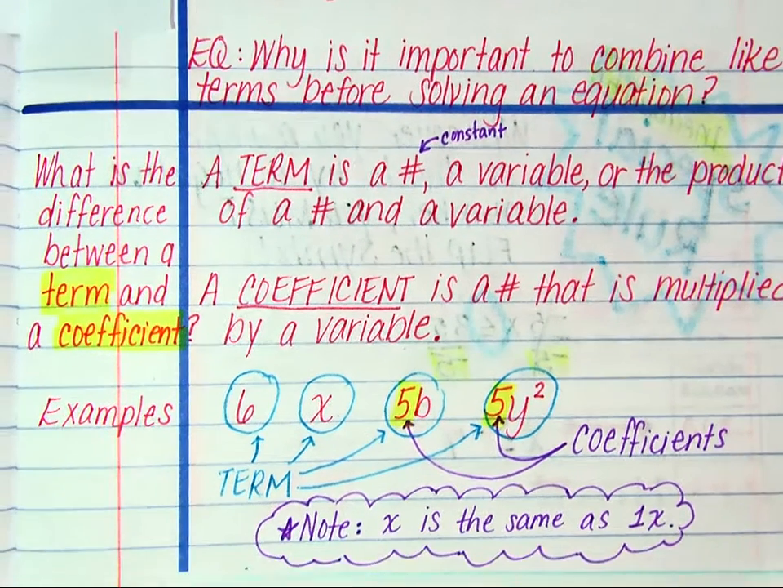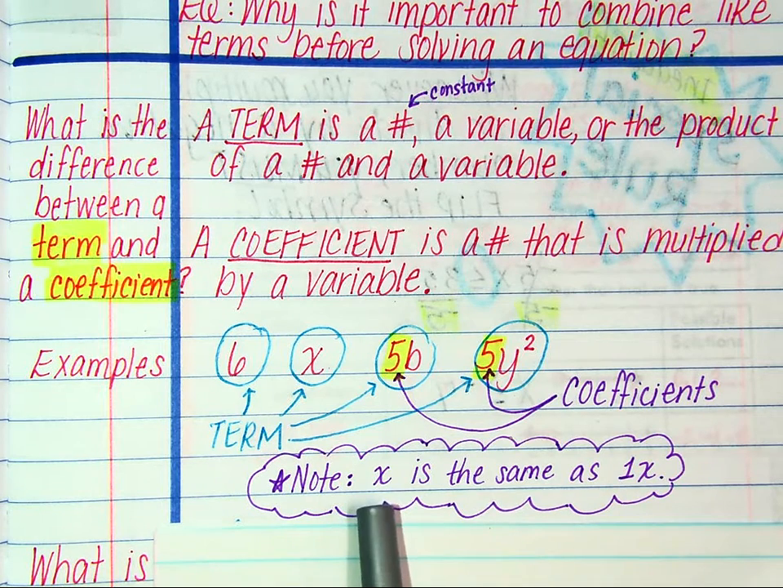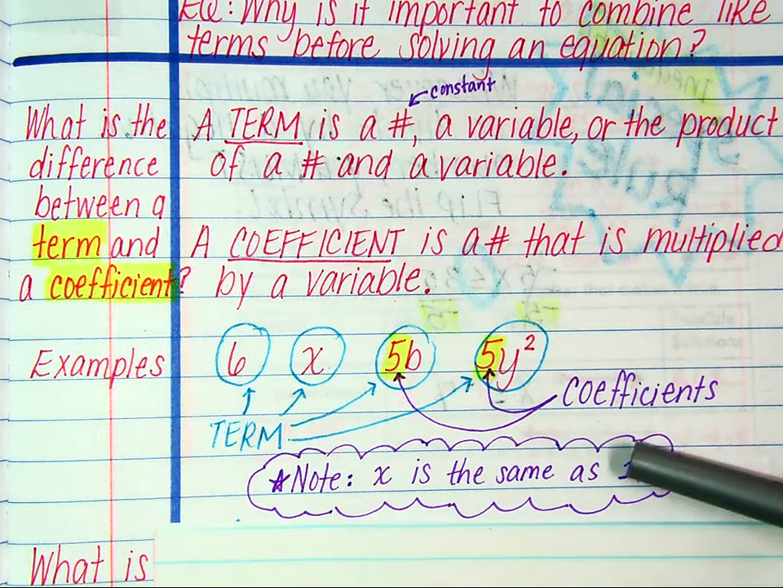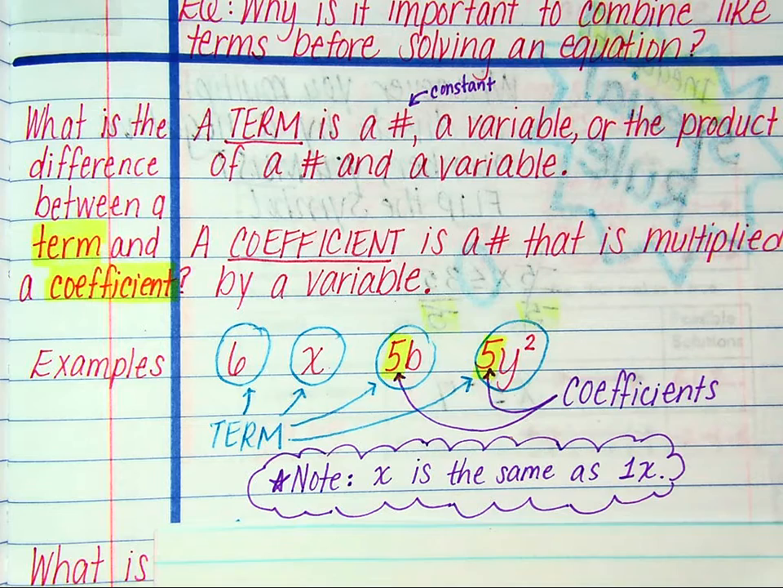Okay. And I want to remind you that when you see x, the variable x, that's the same as 1x. So we don't have to write a 1 as a coefficient there because it's understood that if you just have an x, you have 1x. Okay?